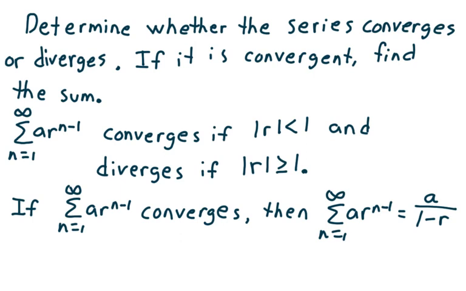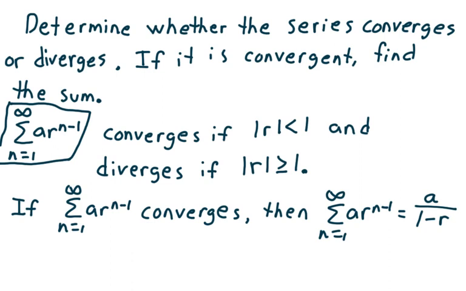The summation from n equal 1 to infinity of a times r to the n minus 1 converges if the absolute value of r is less than 1 and diverges if the absolute value of r is greater than or equal to 1. So we're talking about a geometric series right here. Now, if the summation from n equal 1 to infinity of ar to the n minus 1 converges, then the sum is equal to a divided by 1 minus r.